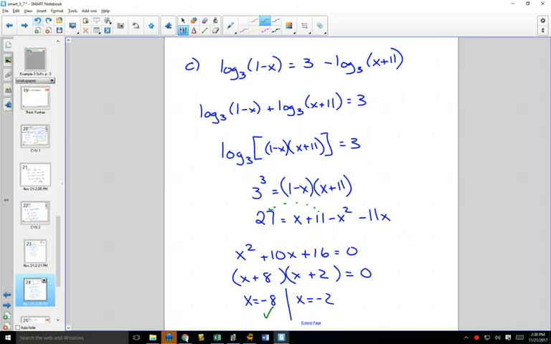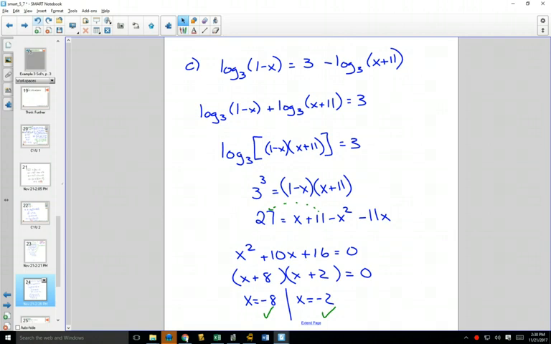What about negative 2? Negative 2, 1 minus negative 2 is 3. That's okay. Negative 2 plus 11, 9. That's okay. Despite those answers both being negative, they both are fine. So just because your answers are negative, that doesn't mean they're extraneous. You have to plug them back into your original equation and check if they work or not.